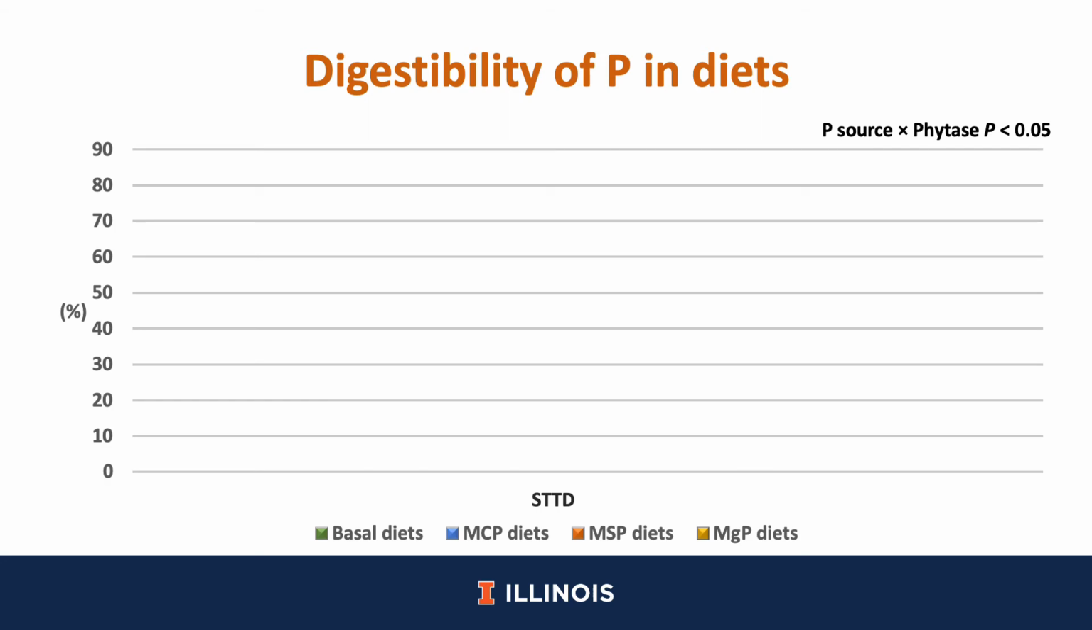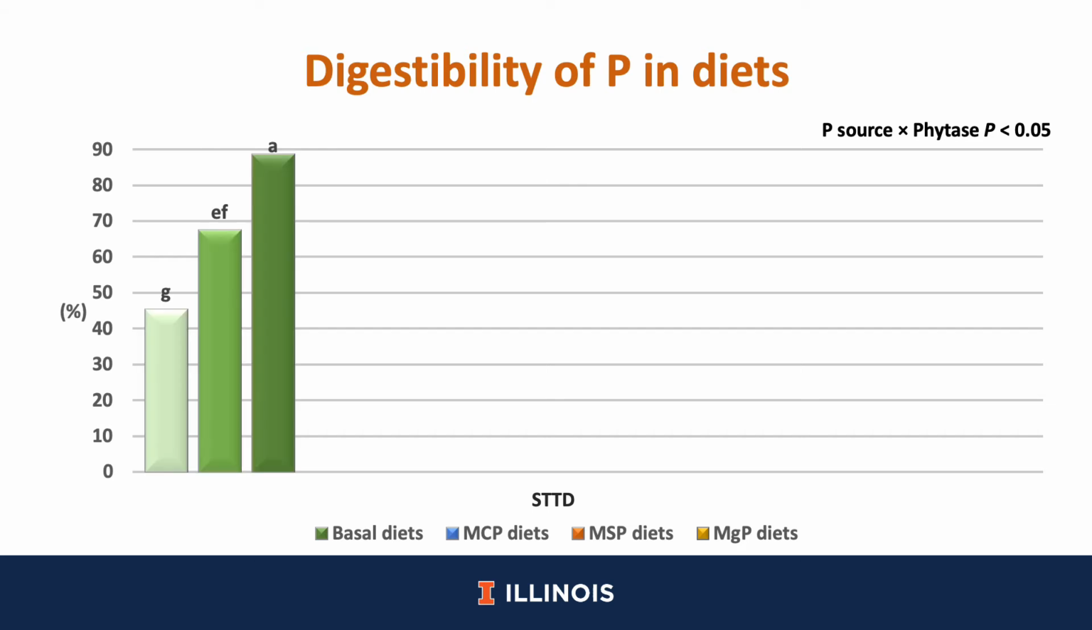Moving into the results of digestibility of phosphorus, first I would like to set up my slide. You will find the basal diets represented in green, the MCP diets represented in blue, the MSP diets represented in orange, and MGP diets represented in yellow. Also, the lightest color will represent the inclusion of 0 FTUs, the darkest color will represent the inclusion of 4,000 units of phytase, and the color in the middle will be representing the 500 units of phytase.